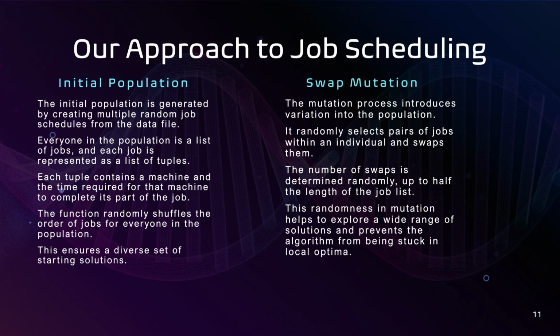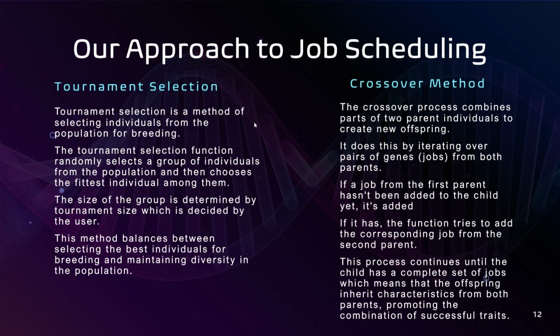Swap mutation. The mutation process introduces variation into the population. It randomly selects a pair of jobs within an individual and swaps them. The number of swaps is determined randomly, up to half the length of the job list. This randomness and mutation helps to explore a wide range of solutions and prevents the algorithm from being stuck in local maxima.